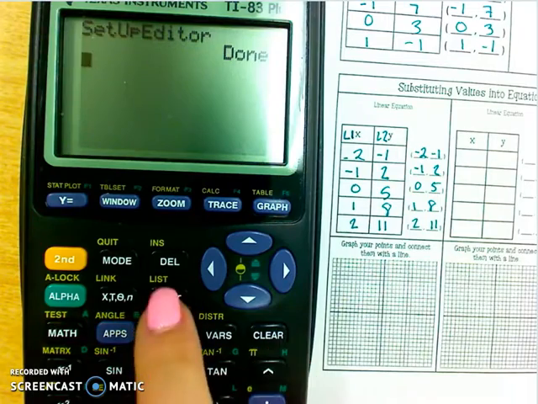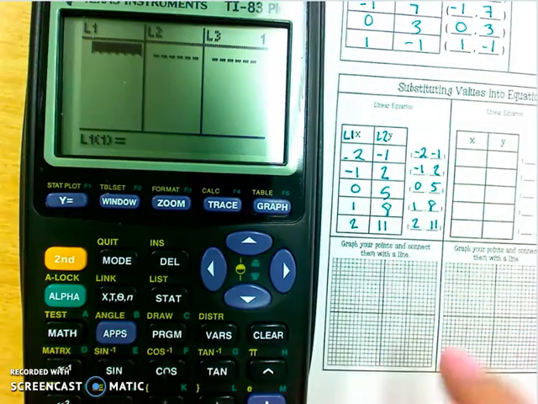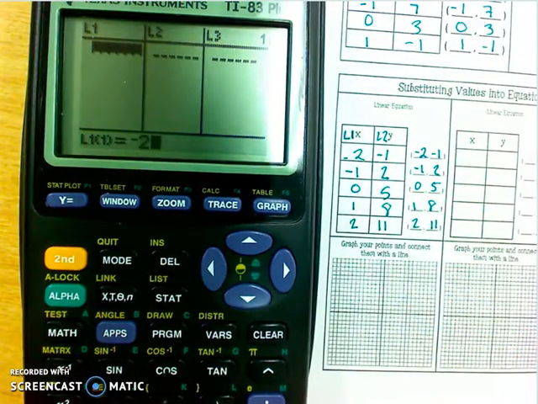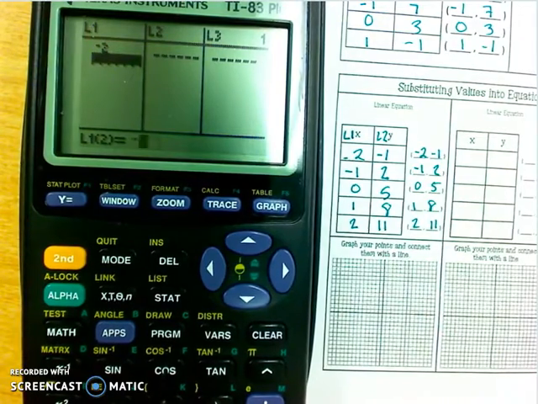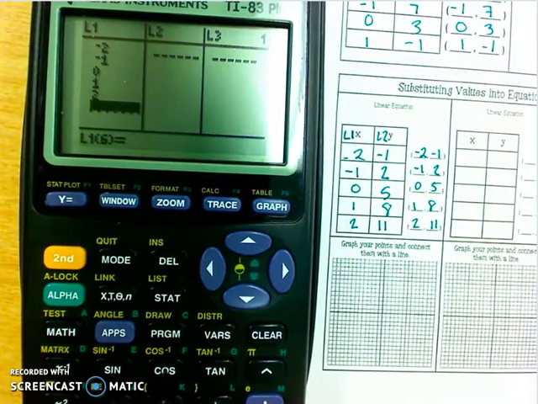Okay? For some reason, if L1 and L2 are not there, you need to get those back. It won't work with the other lists. That's what these L's stand for. Okay, so we're going to go ahead and put in our X's and our Y's. So I'm going to put in -2, enter, -1, enter, 0, enter, 1, and 2.